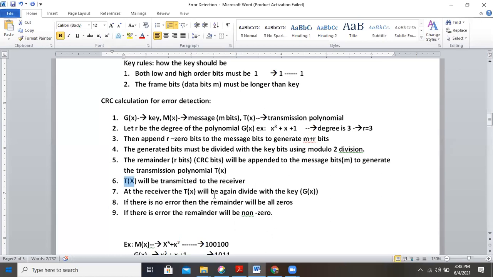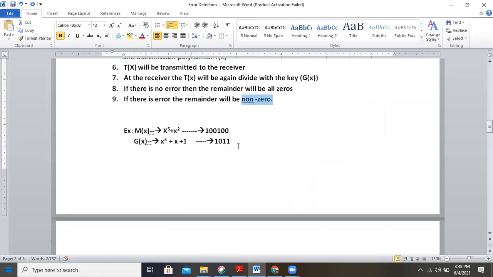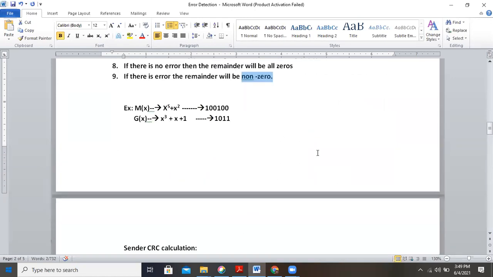At the receiver, the transmission polynomial should again be divided with the key, or generator polynomial. Okay. If there is no error, the remainder will be all zeros. If there is any modification in the message, then the remainder will be non-zero. Okay. So this is the example for this. Any doubt in this one?